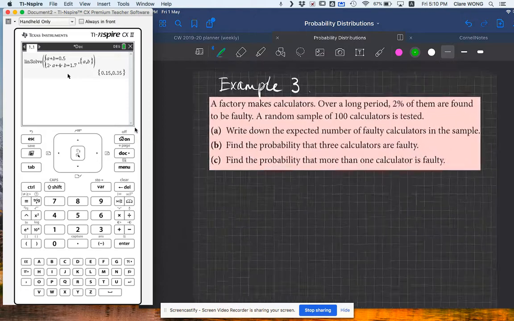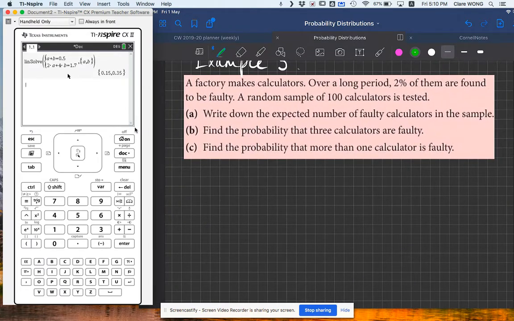Example 3. Now this I'm going to let you have a look at the question first. See if you can tell what you have to do. Okay, right. For this question, we actually need to identify it ourselves. It is about binomial distribution. Now, how do we tell? We can tell from looking at the calculators being either working fine or faulty. So there are only two outcomes.